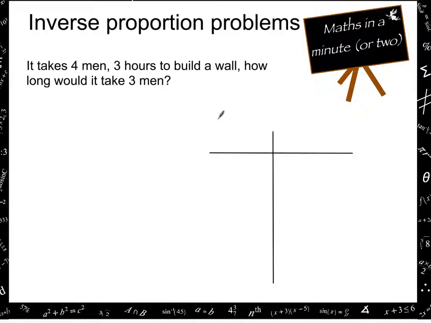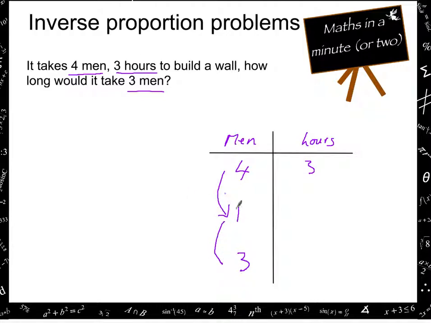So in this case, we're going to have the men and the hours. So we put in what we know. 4 men take 3 hours. Now we want to know how long it would take for 3 men. So we're going to go on the side of the men. We're going to put a 3 at the bottom. So we're going to go down to 1 and up to 3.